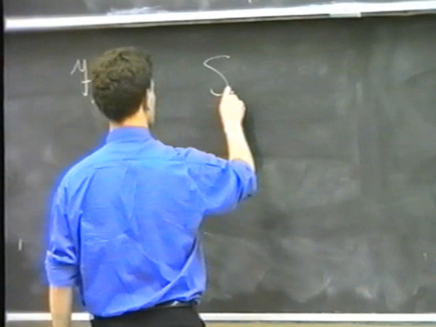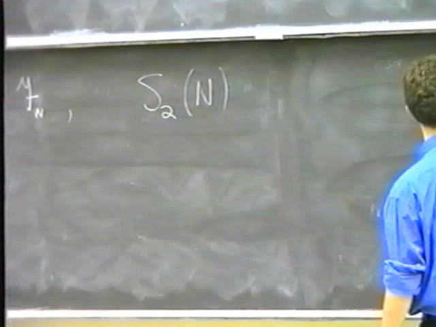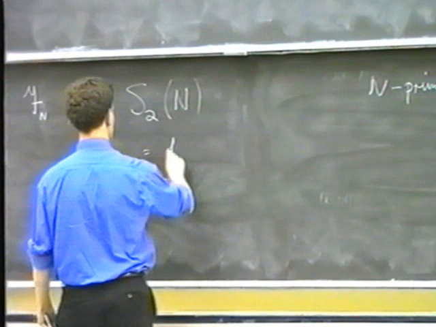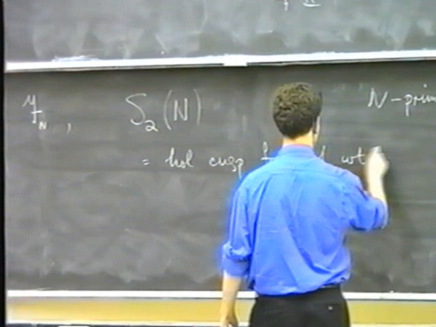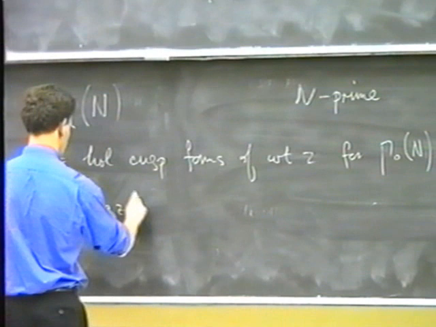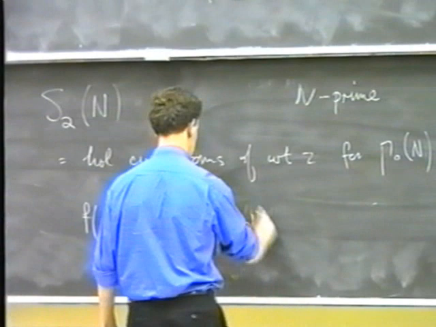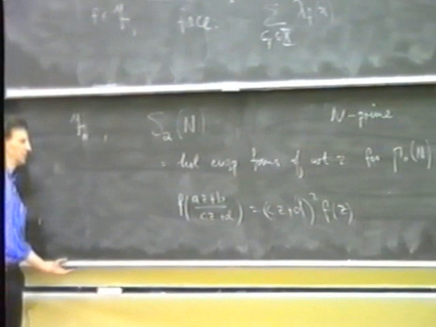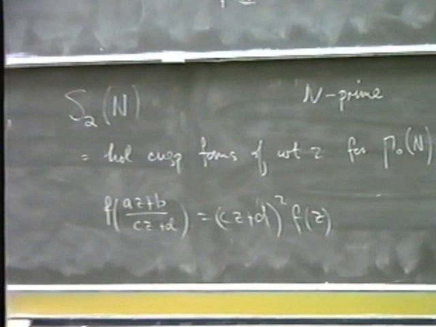So let's say N is prime throughout this lecture. And S_2(N) consists of the holomorphic cusp forms of weight 2 for this modular curve or congruence subgroup Gamma_0(N). And just to remind you, these are functions f((az+b)/(cz+d)) equal to (cz+d)^2 times f(z). It's nothing special about weight 2, it's just the sexiest, if you like. Certainly many people's favorite.